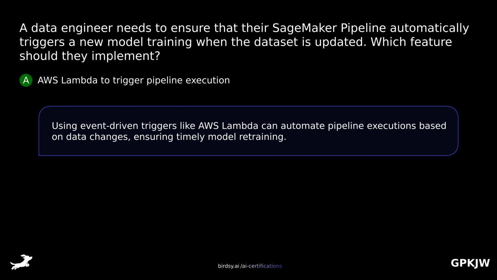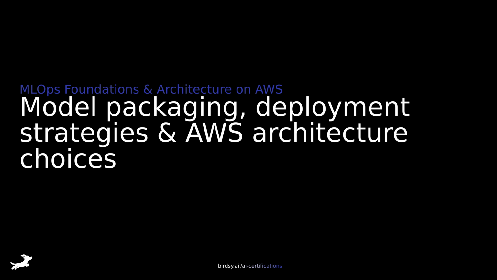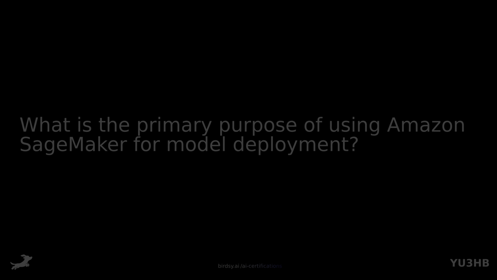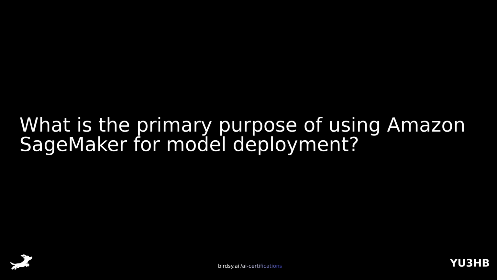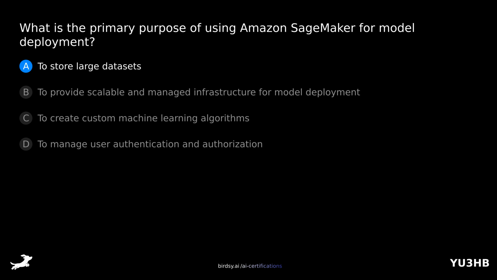Using event-driven triggers like AWS Lambda can automate pipeline executions based on data changes, ensuring timely model retraining. Model packaging, deployment strategies, and AWS architecture choices. What is the primary purpose of using Amazon SageMaker for model deployment? Is it A, to store large datasets?